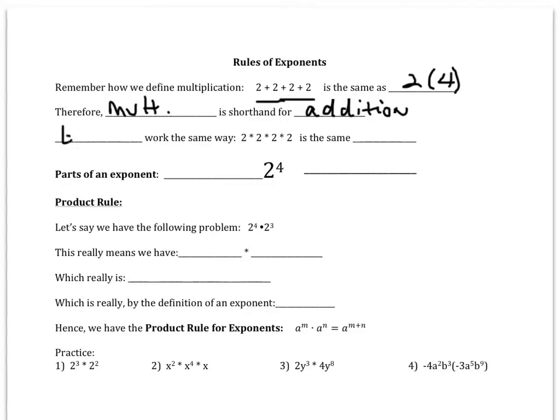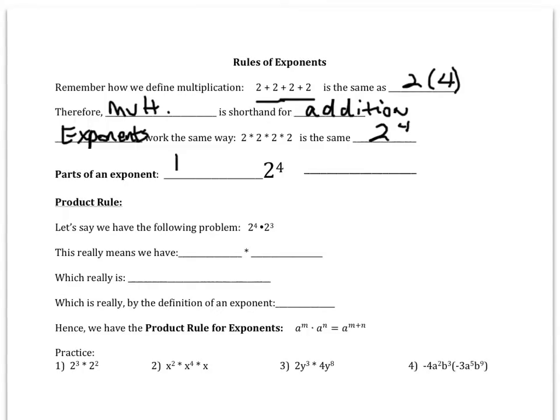Well, exponents work the same way. So in this instance, if we have 2 times 2 times 2 times 2, that's the same as 2 to the 4th. Now, let's talk about the parts of an exponent.